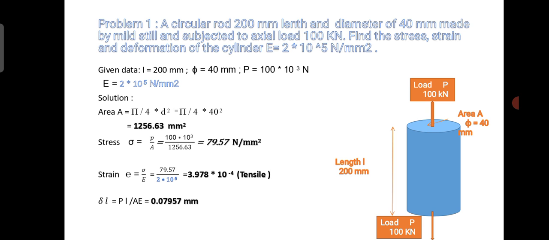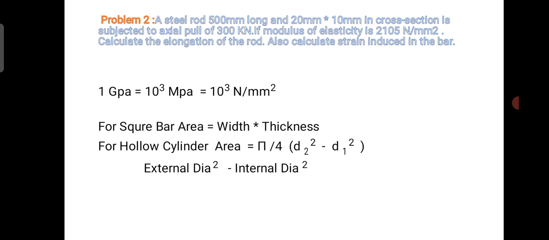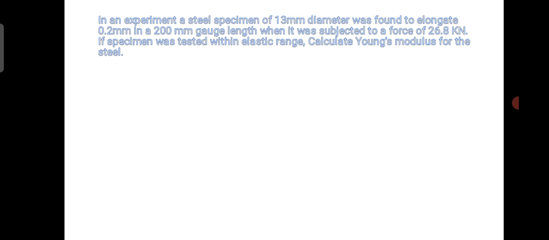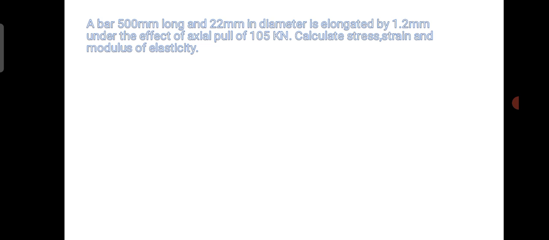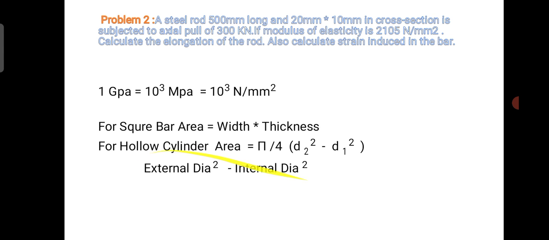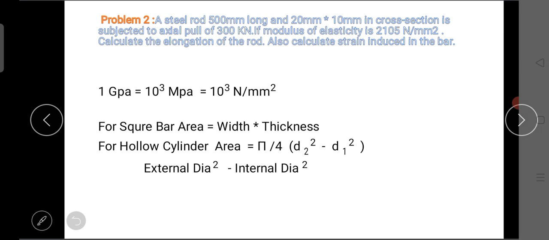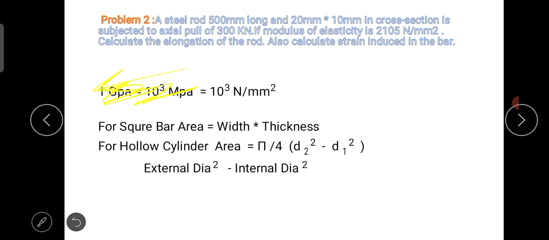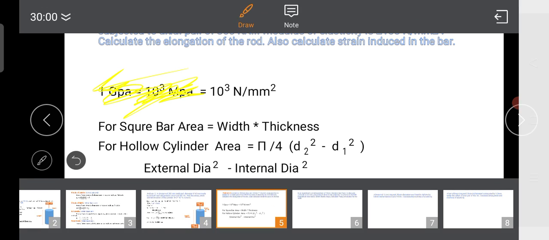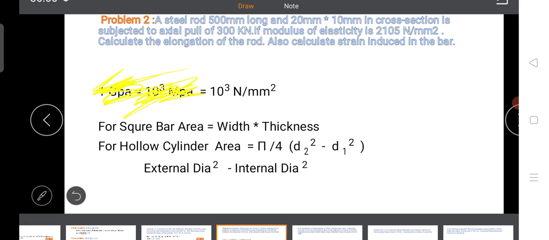Now here we have a cylindrical structure. That's why we have area equal to pi by 4 d square. Now sometimes there is a square plate. I think these notations are wrong, so just ignore it.